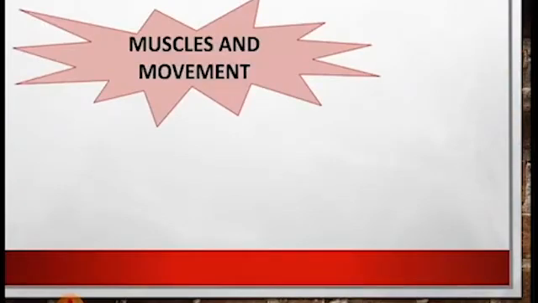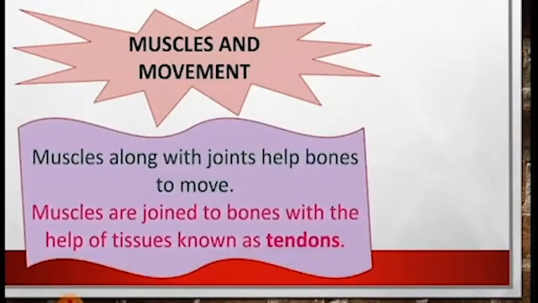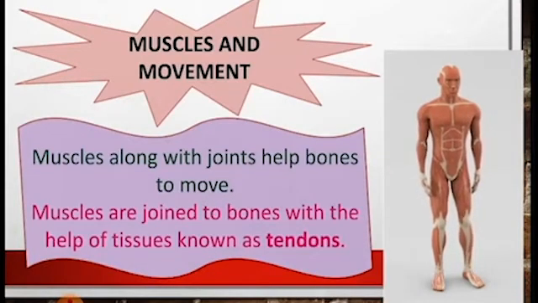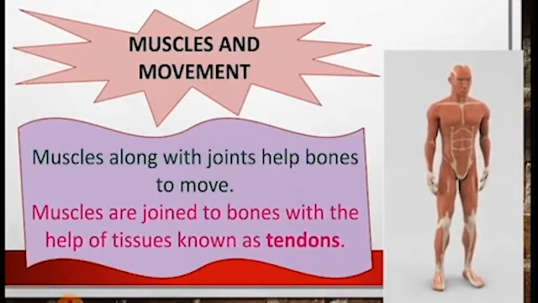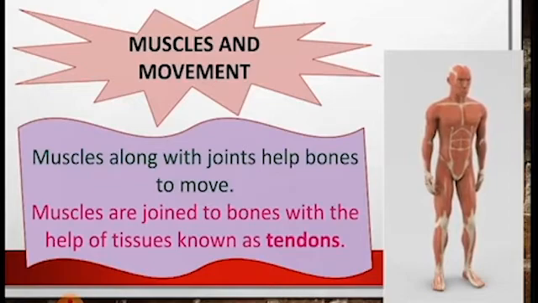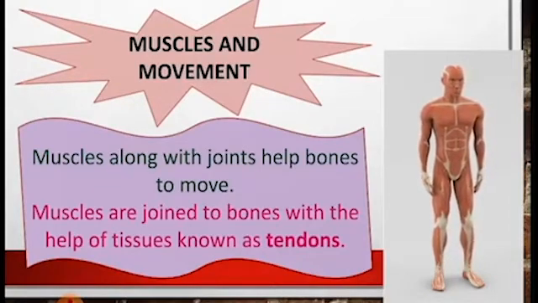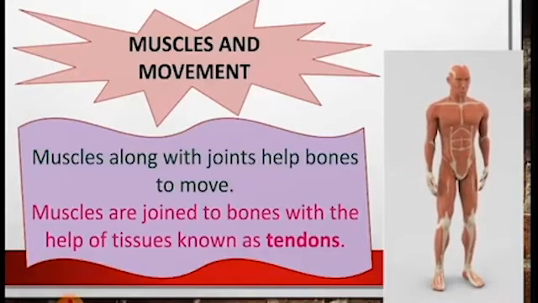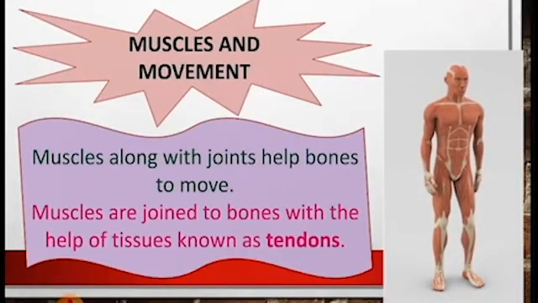Now let's see muscles and movement. Children, we all know that bones move with the help of joints, right? But joints alone cannot bring about movement without the help of muscles. Muscles are joined to bones with the help of tissues known as tendons. Muscles tighten or contract and cause bones to move.